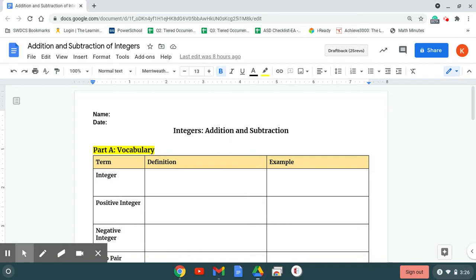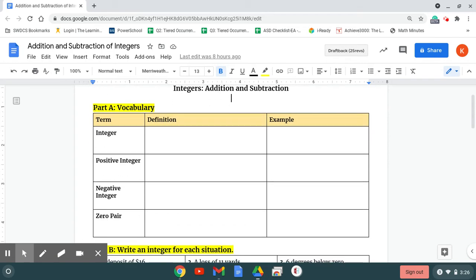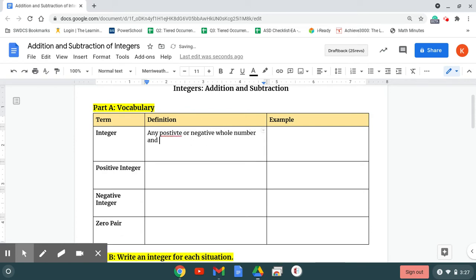So just like our notes last week, we are going to start with our vocabulary. So an integer. We're going to write the definition as I type it in. I want you to write it on your note paper. So we talked about integers a lot last week. Integers are any positive or negative whole number and zero.